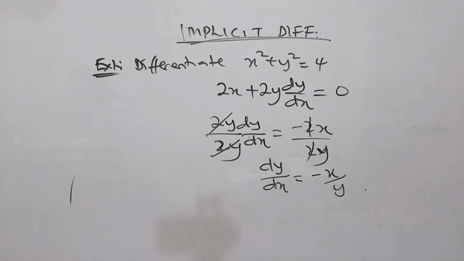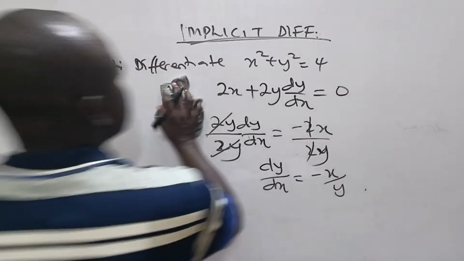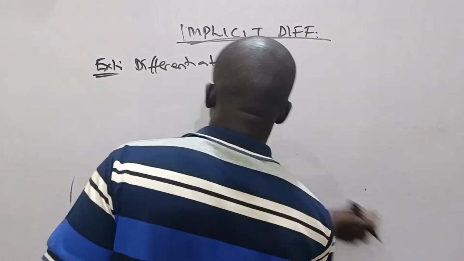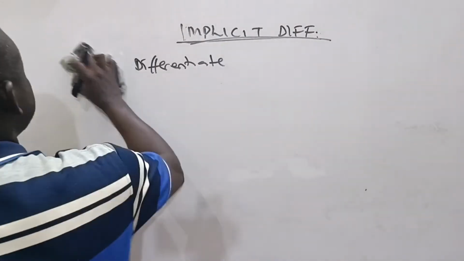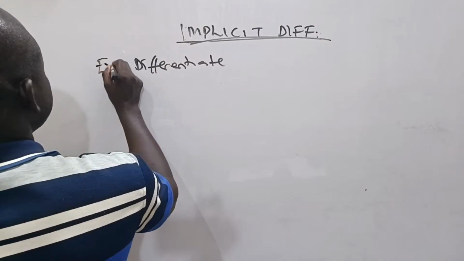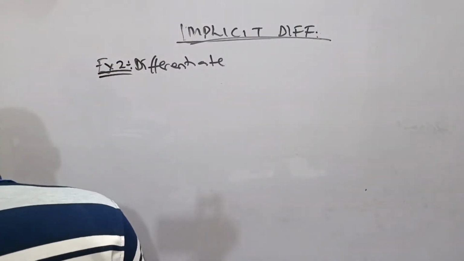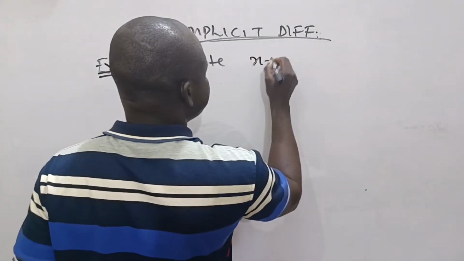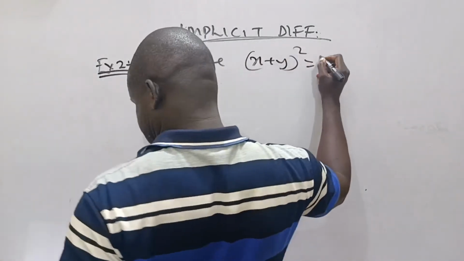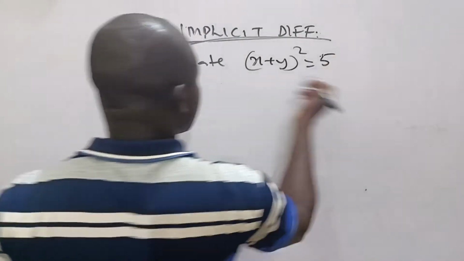We can also have a question in this one. We can also have another. Let's pick another question. Let's try and look for a simple question, because most of the time all these elementary mathematics are multiple choice questions. If you are to differentiate (x plus y) all squared is equal to 5. So what do we do here?